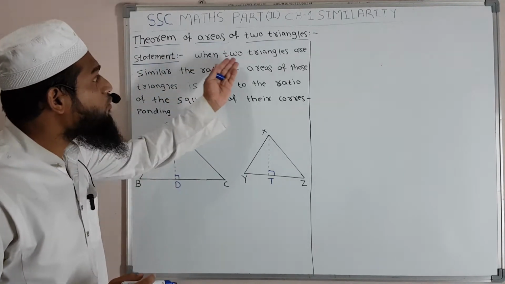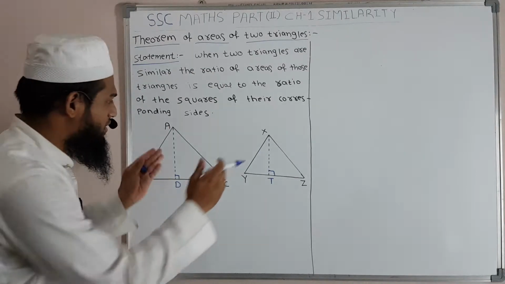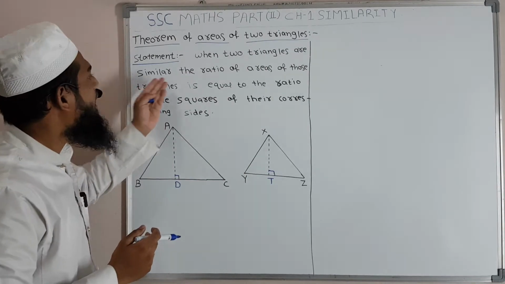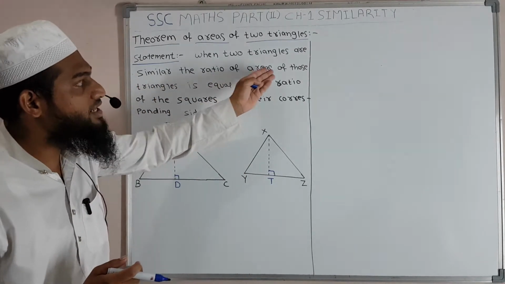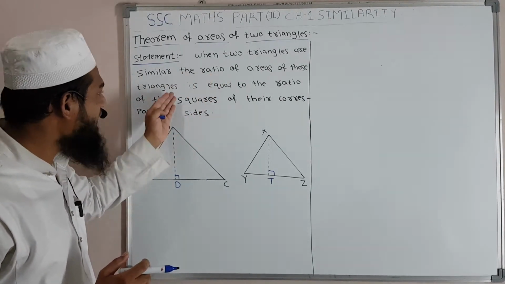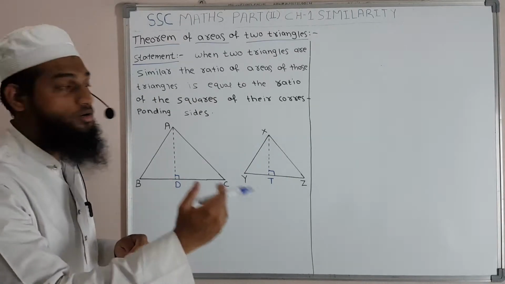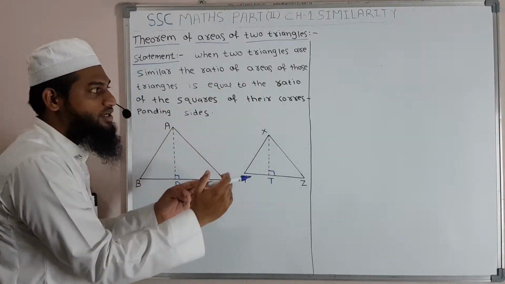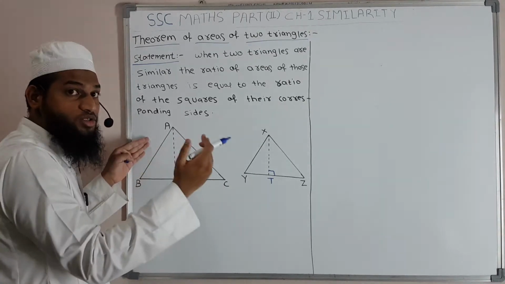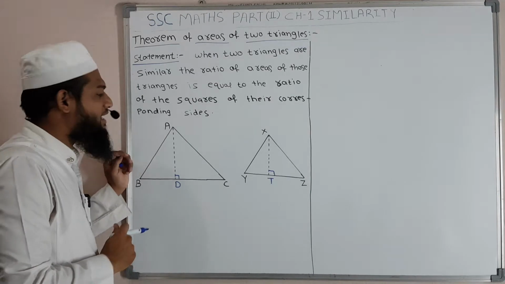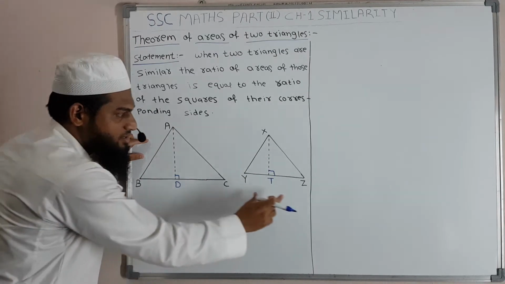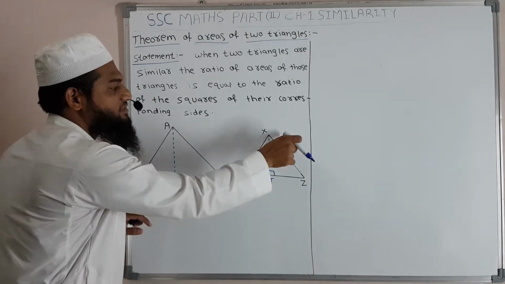When two triangles are similar, these are the two triangles, and what is given here? These two are similar. The ratio of areas of those triangles is equal to the ratio of the squares of their corresponding sides. What are the corresponding sides? Corresponding side of AB is XY, corresponding side of BC is YZ, corresponding side of AC is XZ.